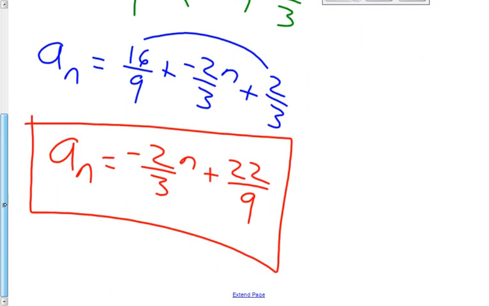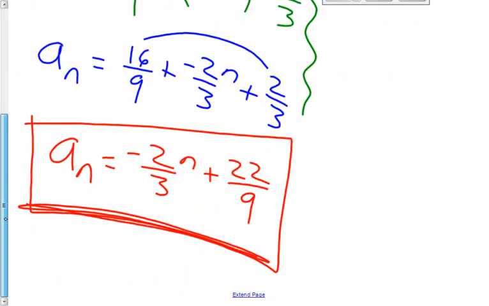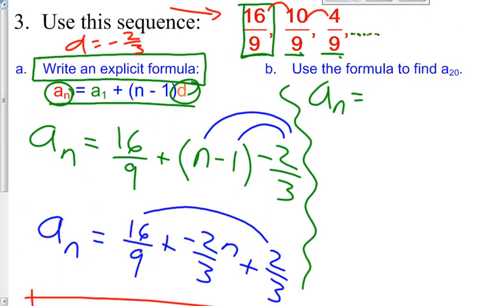So this is going to give us the value of any term, class. This equation is now powerful. I could find the value of the 12th term, or I could find the value of the 100th term. Or, proceeding on to our letter B here, I can find the value of the 20th term. Okay, what is a sub 20? Well, I know that a sub n is negative 2/3 n plus 22 ninths. If I want to find a sub 20, that goes right there.